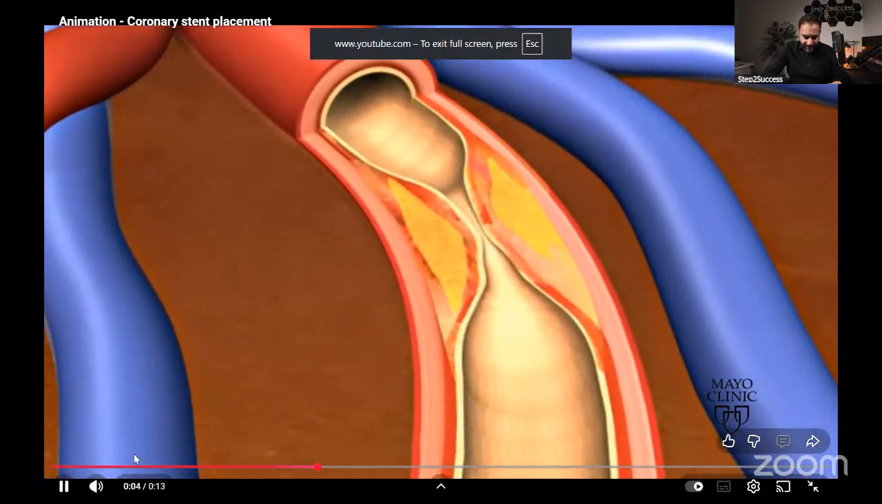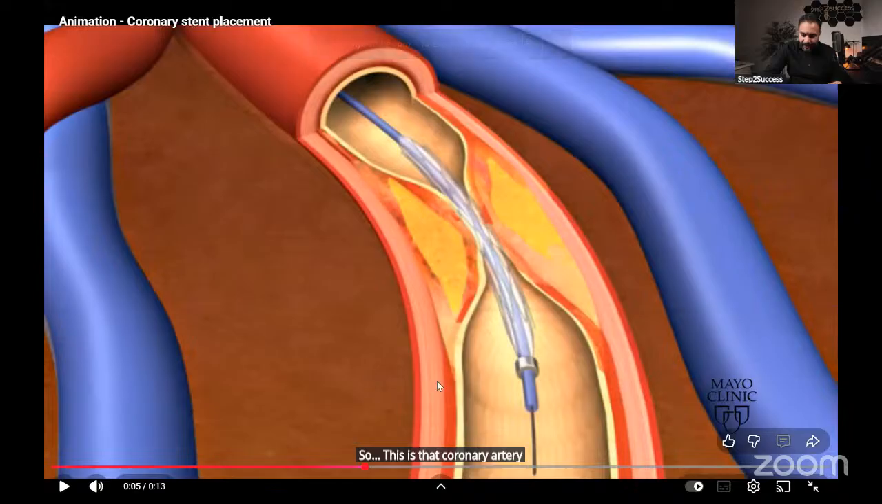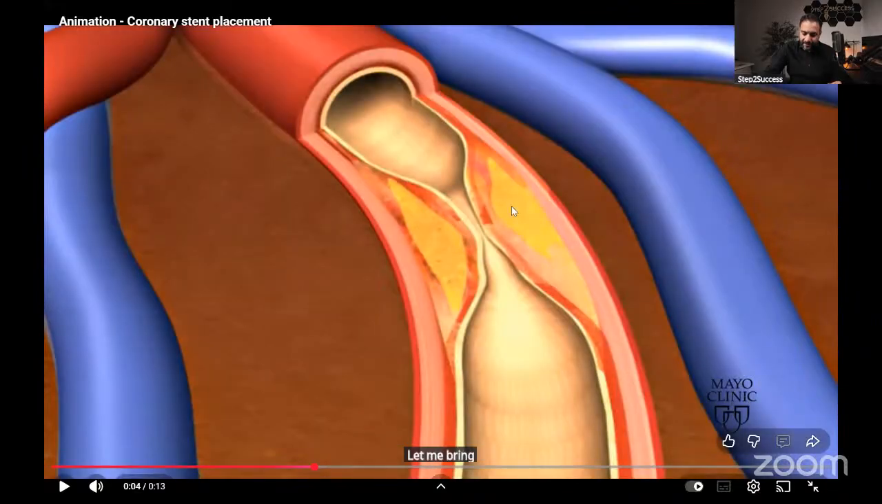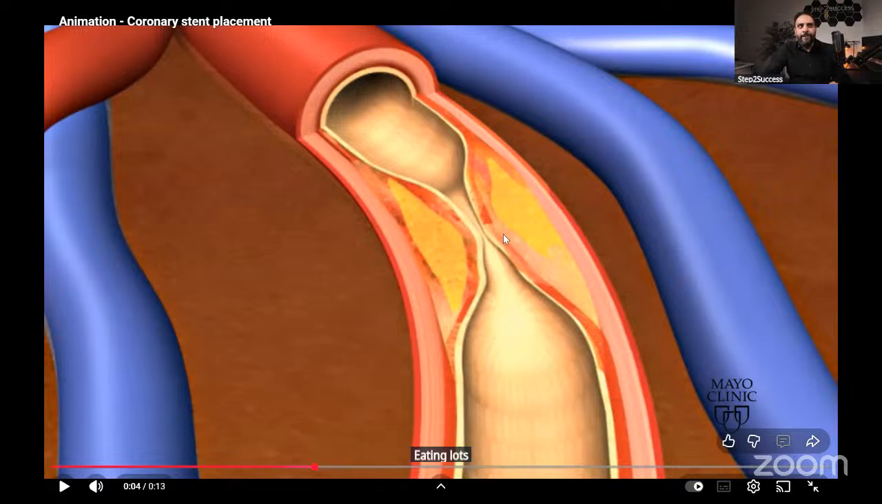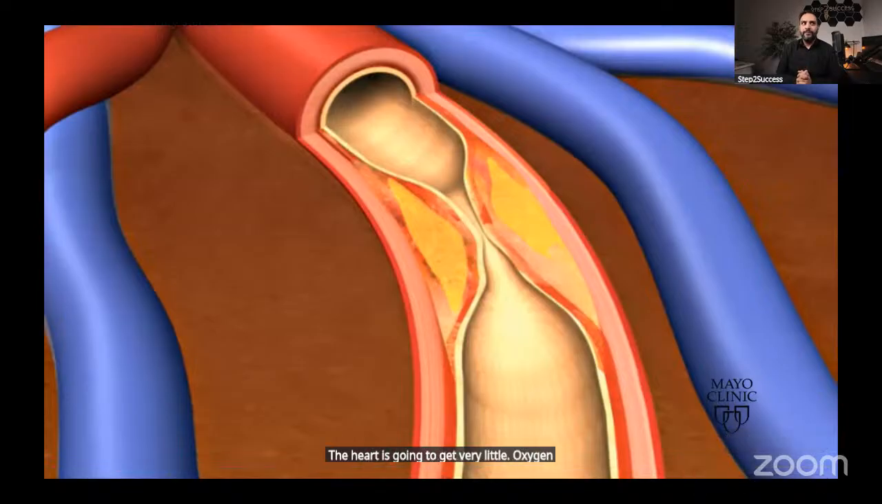So this is that coronary artery. This is bringing oxygen to your heart. But as you can see, as a result of you eating lots of butter, it has started to get blocked. And now that gap is so small, the heart is going to get very little oxygen. It's going to come really trickle through it slowly to the point where it's like worthless.